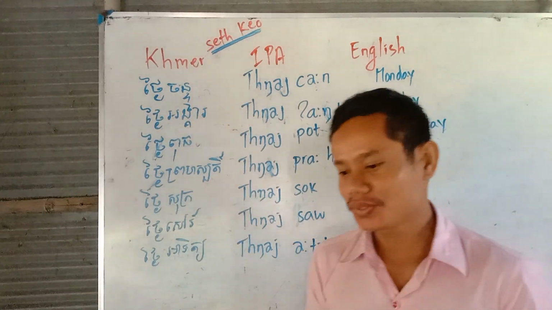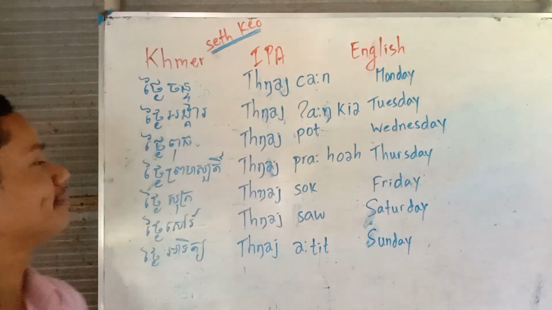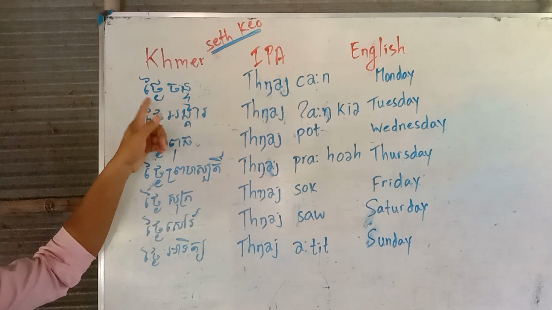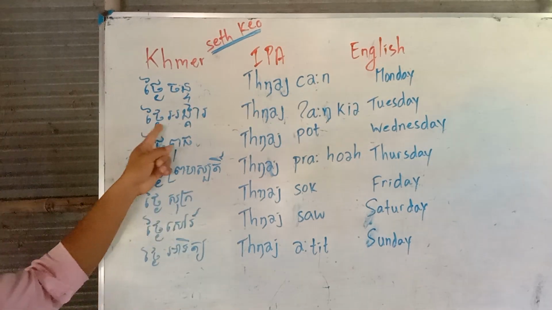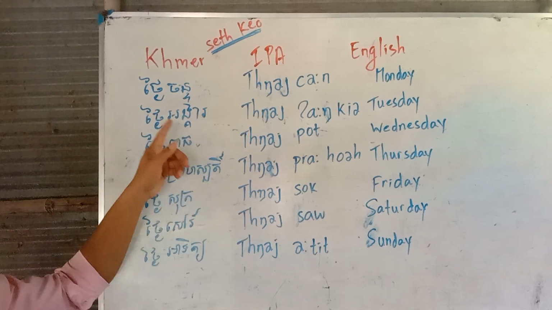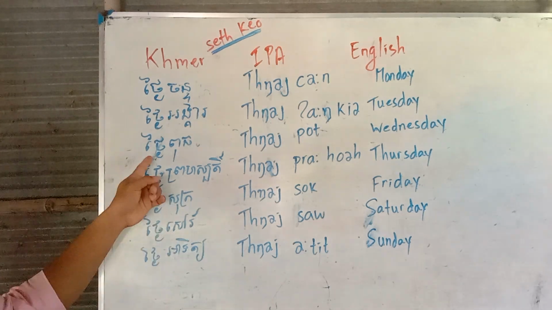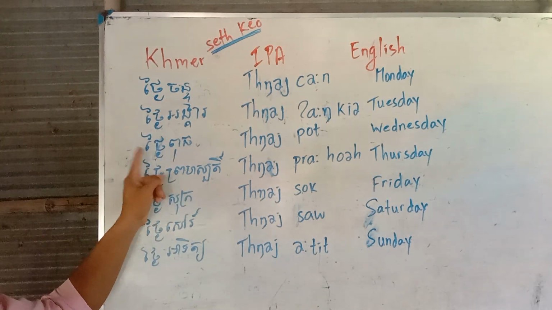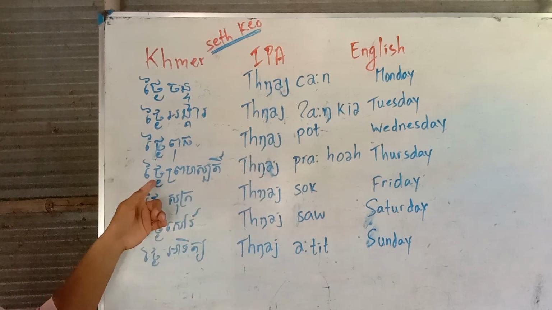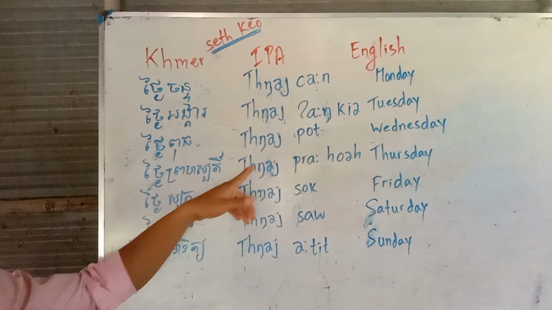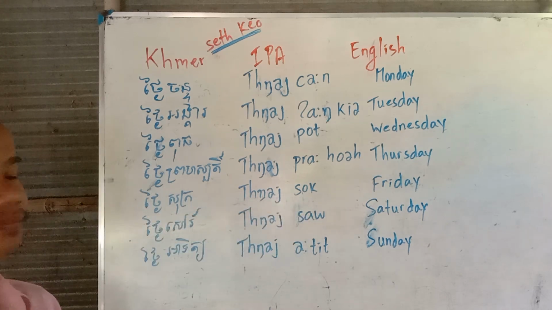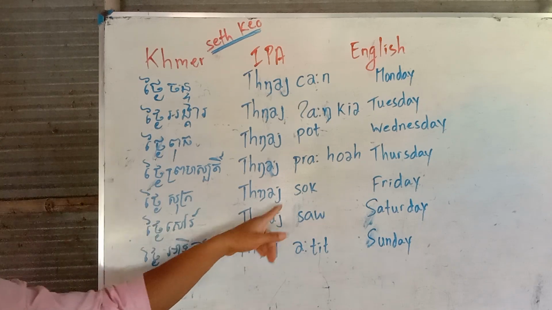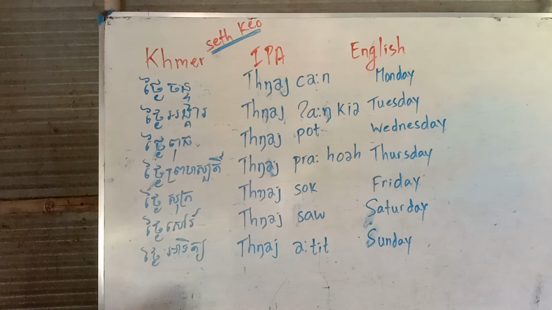Now I want you to read. I point and then you read. What is it? Ngay chan. What is it? Ngay on kia. And what is it? Ngay put. What is it? Ngay praho. What is it? Ngay sok. What is it? Ngay sai. And what is it? Ngay tich.